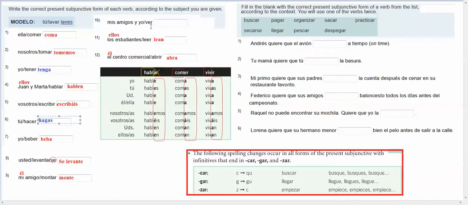Hagas. Up here, it's mis amigos y yo, which is the same thing as nosotros, okay? Ver in the yo is veo. It's only irregular because it keeps the E. So I get rid of the O. I look down here at nosotros. I go across to ER. It's AMOS, so veamos.